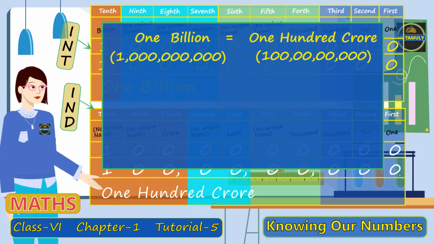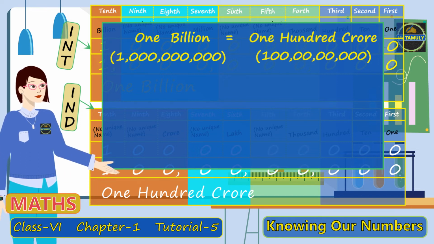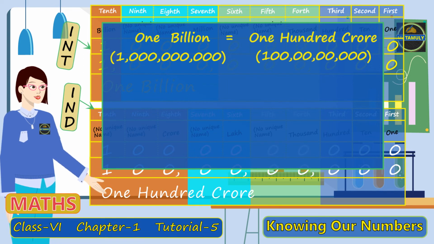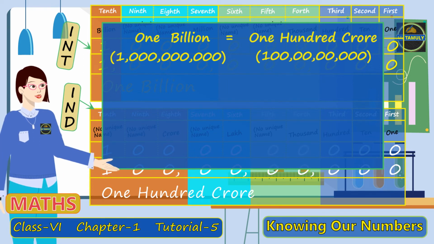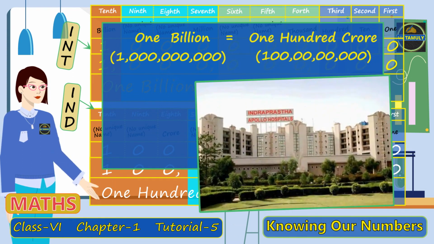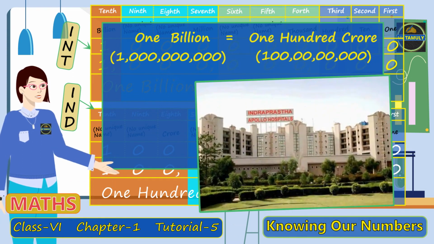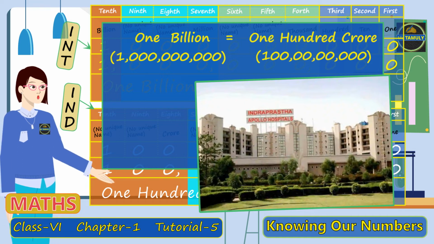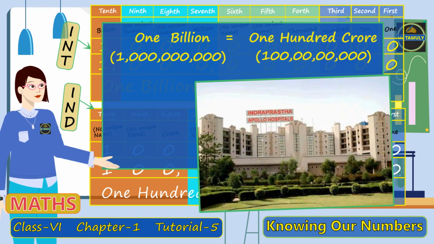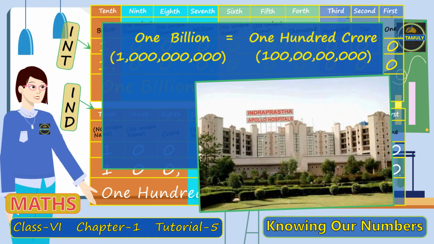One easy way to memorize this equivalence would be to turn your thoughts to a multi-specialty hospital like the one you can see in this image. This image is that of Apollo Hospital, New Delhi. The cost of setting up a multi-specialty hospital like the Apollo Delhi would be about 100 crore rupees.